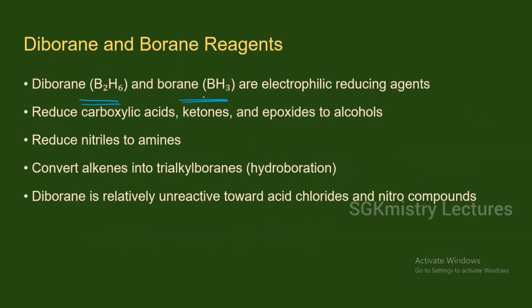So diborane is inert towards acid chlorides and nitroalkenes. And these particular reducing agents reduce carboxylic acids, ketones, and epoxides. All these are reduced to alcohols. Nitriles are reduced to amines, alkenes into trialkyl boranes, and then hydroboration reaction. And of course, later it can also be used to prepare alcohols. Now, diborane is unreactive towards acid chloride and nitro compounds.